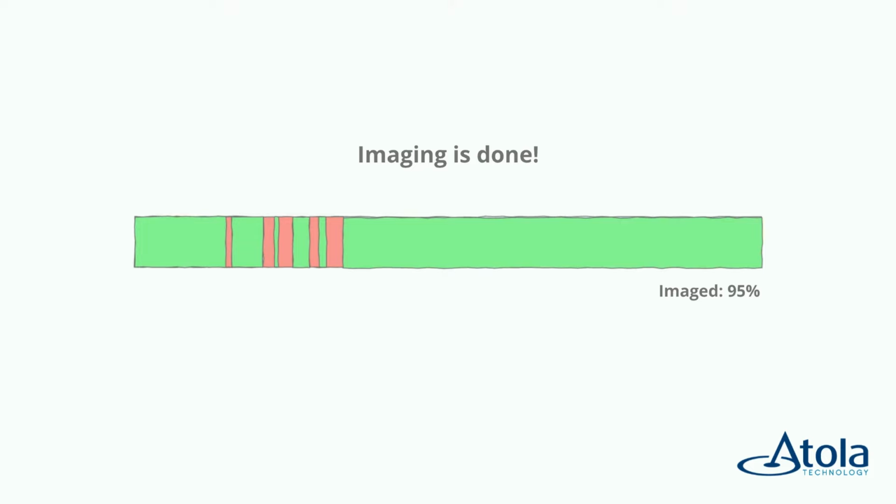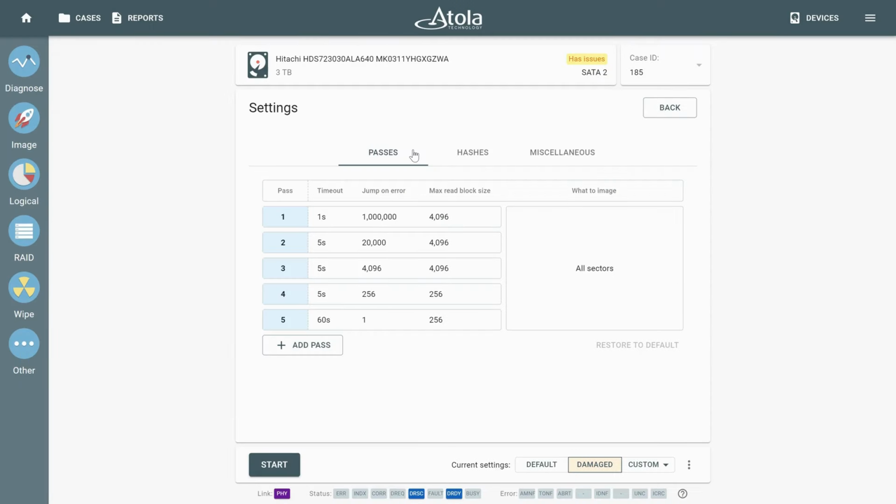At the end of the last pass, you will end up with 90% or more of the data from the drive. Very often it's 95, sometimes 99%. Now, we can better understand key settings each pass has. The jump on error defines the number of sectors the imaging engine will skip on this pass upon encountering an error. The timeout setting defines the maximum time TaskForce will spend trying to read the data within a sector.